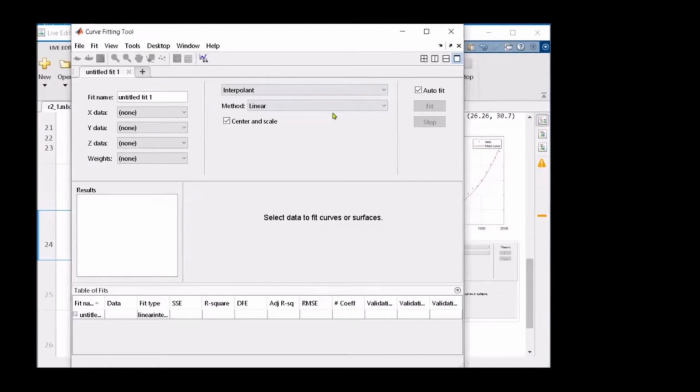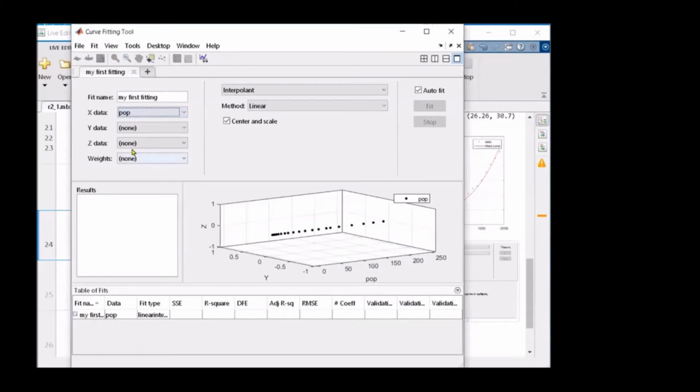Let me start it. Can you see this graphic fitting tool? Now let me show how we can do it using this instrument inside the fitting toolbox. First, here we should write our name. We can choose any name that we need. Let's call it our first fitting. Then we should choose our argument. We already know that there is a population. Here, oh, sorry, the argument is our date.